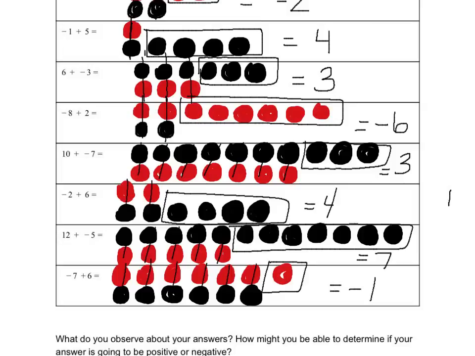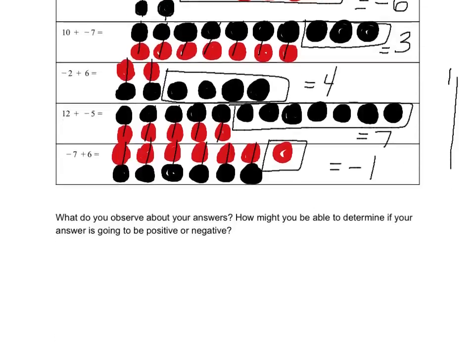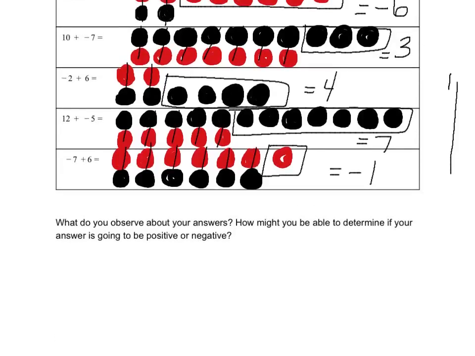If I had leftover reds, I had a negative answer. And if I had leftover blacks, I had a positive answer. And the last thing that you want to think about is the last question. What do you observe about your answers? And how might you be able to determine if your answer is going to be positive or negative? This one I'm not going to answer for you. I want you to spend some time thinking, and we will address this question in class.